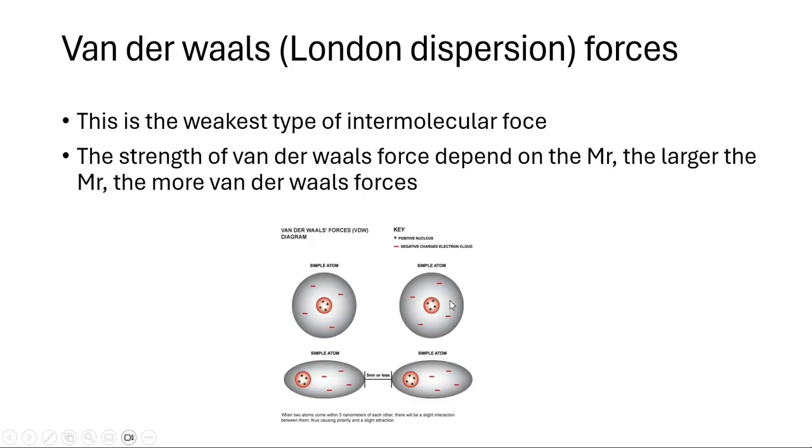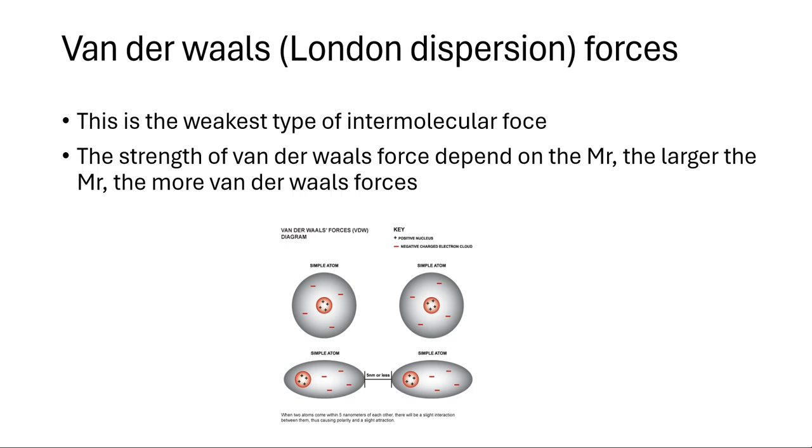Van der Waals. So now we're going into intermolecular forces, yeah. So Van der Waals, these are also called London dispersion forces, yeah. This is the weakest type of intermolecular force. The strength of Van der Waals depends on the Mr. The larger the Mr, the more Van der Waals forces, yeah. Van der Waals forces are caused by electrons.